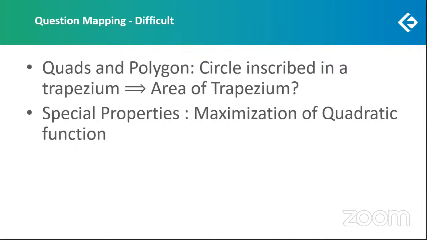And the maximization of the quadratic function needs to be applied. So we have to make a perfect square and equate that to 0.